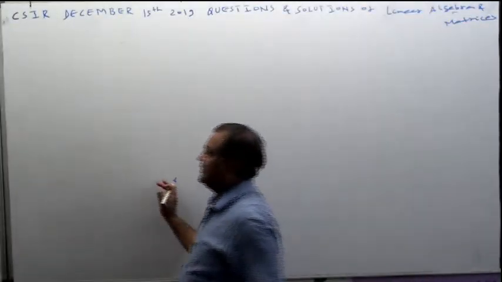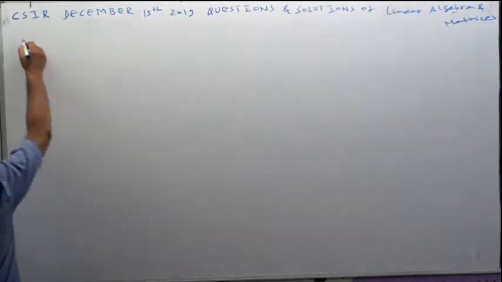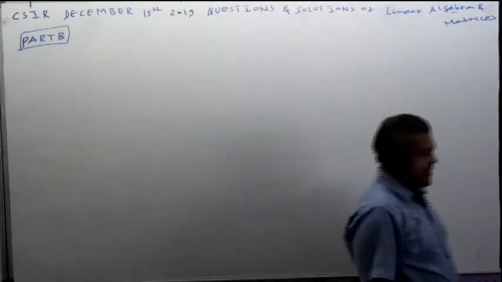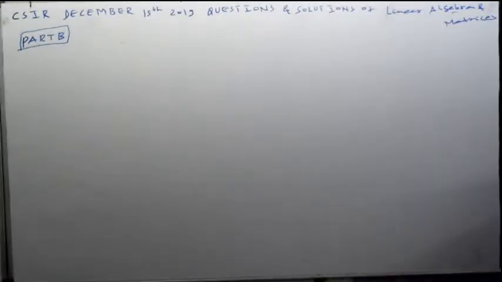We will start with part B. After all questions of part B are discussed, then we will enter into part C. In part B, the first question is question number 3, and that question I will write for you.